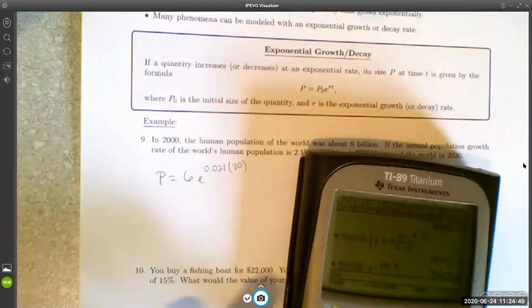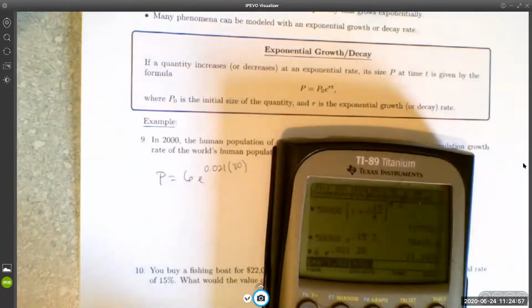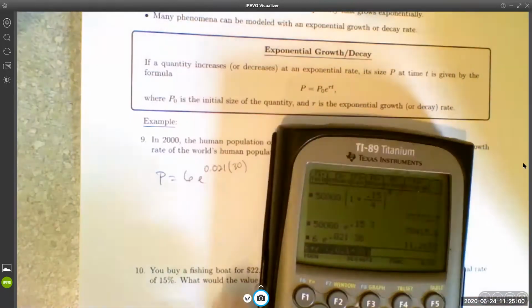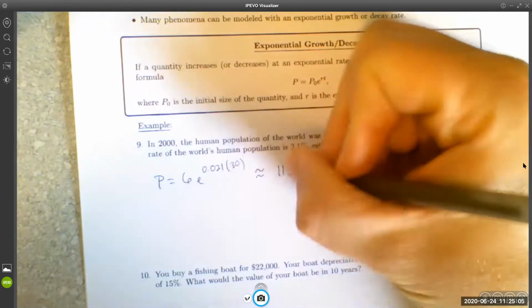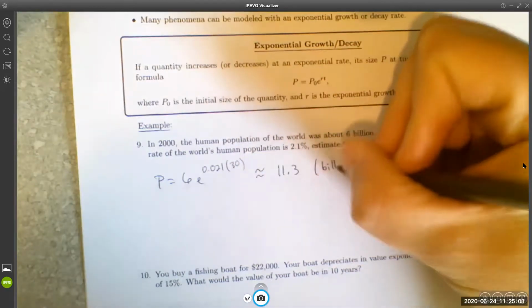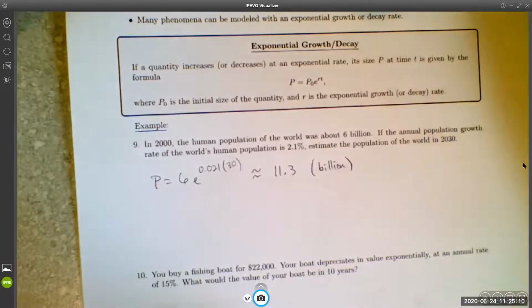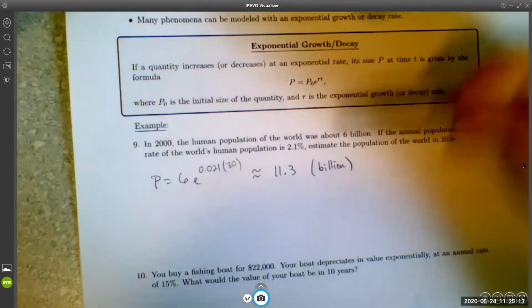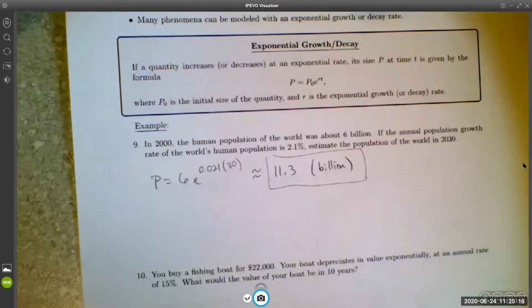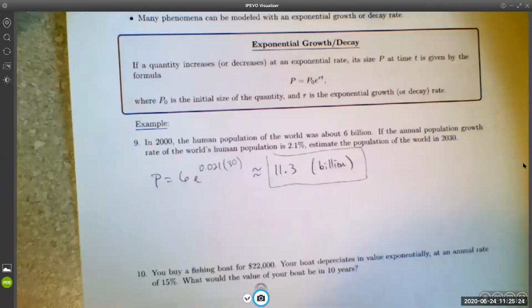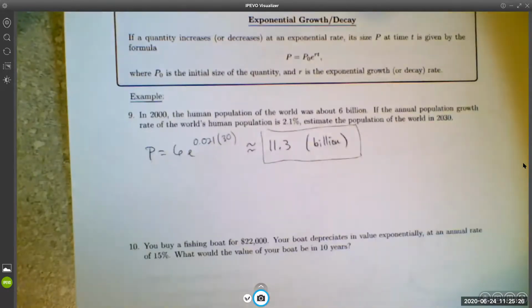Six times e to the power of 0.021 times 30. That's about 11.3, if I go to one decimal place. But our answer is in billions, of course. So we would expect the human population of the world to be about 11.3 billion people in 2030, unless something changes, which it could. So that's pretty crazy. That's pretty cool.